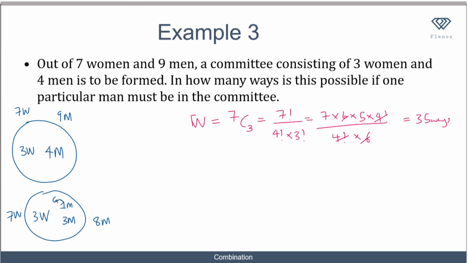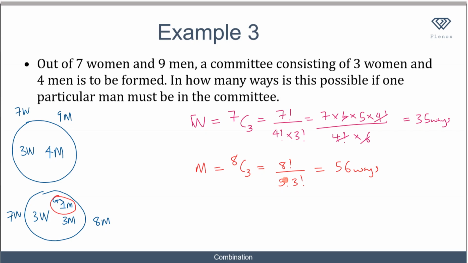How about for the men now? So for the men, as 1 man's position has already been guaranteed, I'm no more selecting 4 men from 9 men. Now I'm just trying to look for 3 men out of 8 men. So for the men, it becomes what? 8 combination 3. That is what? 8 factorial over 5 factorial times 3 factorial. And when you simplify this, you get 56.